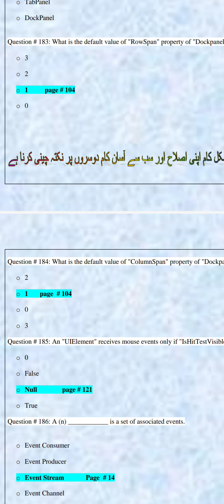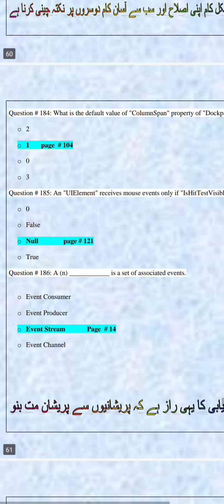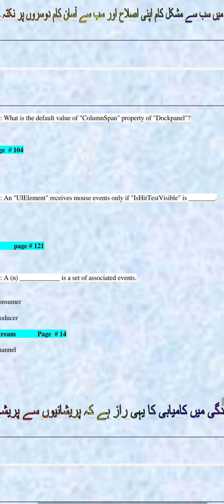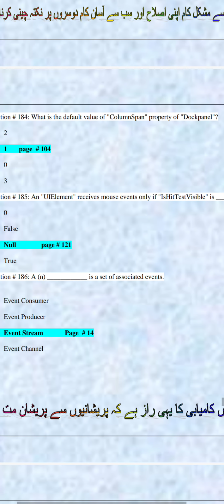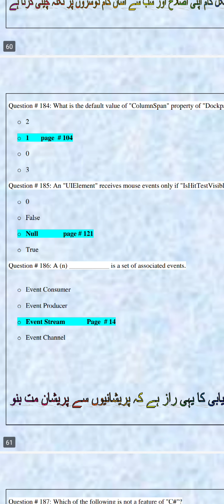What is the default value of row span property of document panel? 1. What is the default value of column span property of document panel? 1. A UI element receives mouse events only if IsHitTestVisible is null. An event stream is a set of associated events.